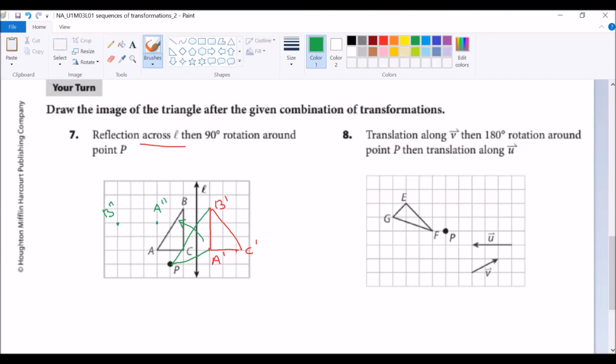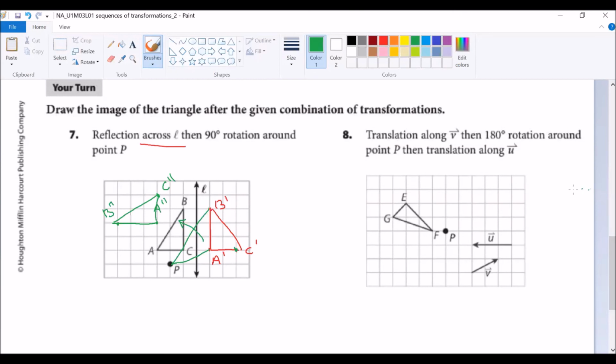And then C, where's C? C is here. That looks bad over there. But down 1 and over 5. So that means I'm going to go up 5, 1, 2, 3, 4, 5, and over 1. And that does make sense. As C double prime, I'm trying to make a nicer triangle here. There it is. Done. Let's move on to number 8.